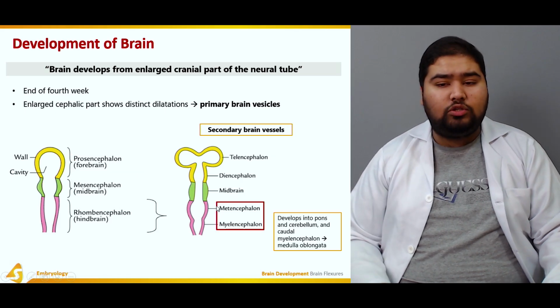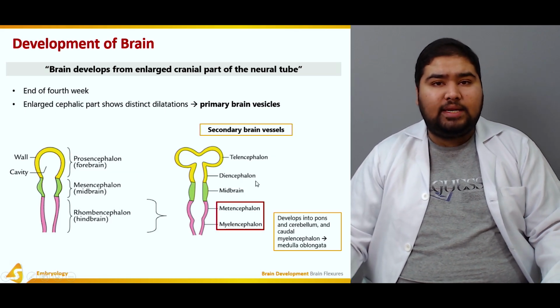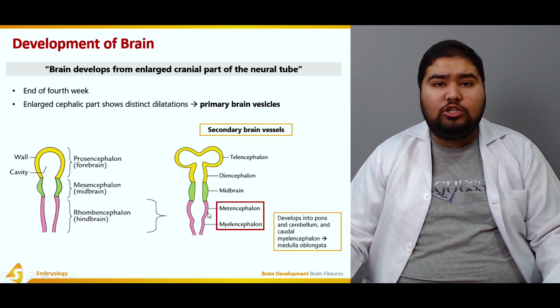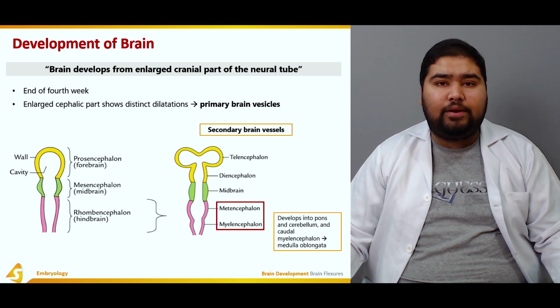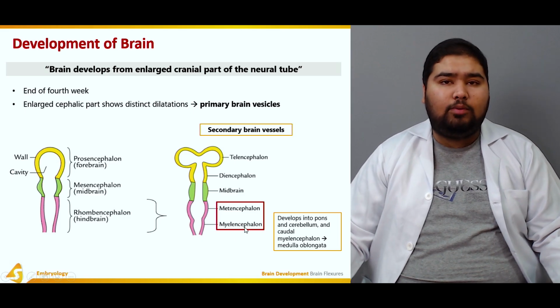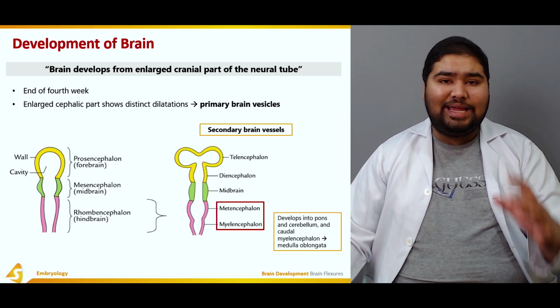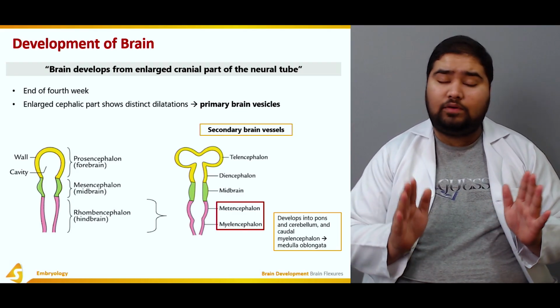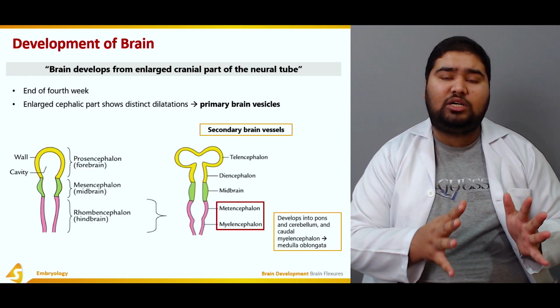Now moving on to the hindbrain, the metencephalon and the myelencephalon. So the cranial part, the metencephalon, develops into the pons and the cerebellum. And the caudal part, the myelencephalon, forms the medulla oblongata. So these are the differentiations of the embryonic structures of the brain.